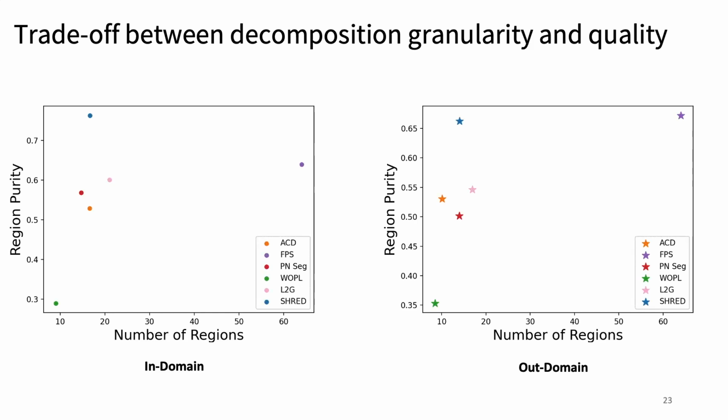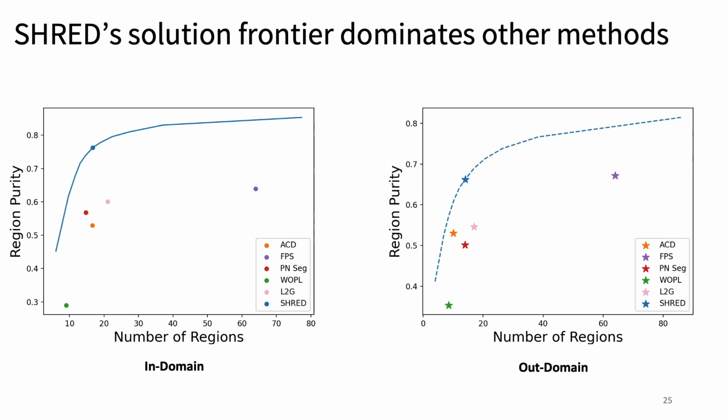We show results for different 3D shape segmentation methods, with in-domain results on the left plot and out-domain results on the right plot. We compare SHRED in blue against a suite of comparison methods. Approximate convex decomposition, or ACD, and farthest point sampling, or FPS, are non-learning based approaches. PartNet instance segmentation, or PNSeg, is a learned approach that operates globally, and LTG and WOPL are the aforementioned related works that also use local learning. From this view of the results, it appears SHRED is doing well, but it's hard to directly compare methods as they all provide results at different points in the solution space.